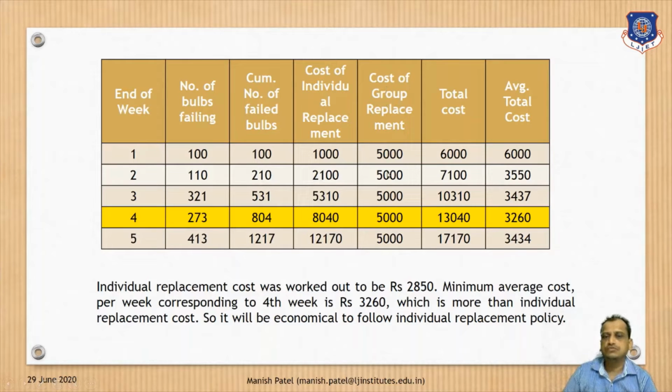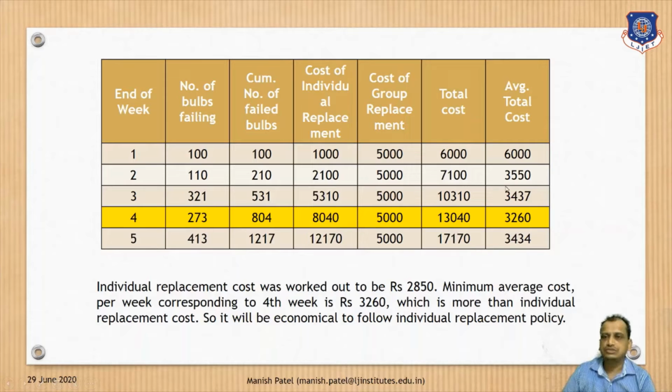Now what is the cost of group replacement? If you have seen here, it is 5 rupees per bulb. So there are 1000 bulbs. So what is the total group replacement cost? It is 5000. Clear? Now what is the total cost? You add both of them. 5000 plus 1000, 6000. Then 7100. How do you come about this value? 5000 plus 2100. That is 7100. That is the total cost.